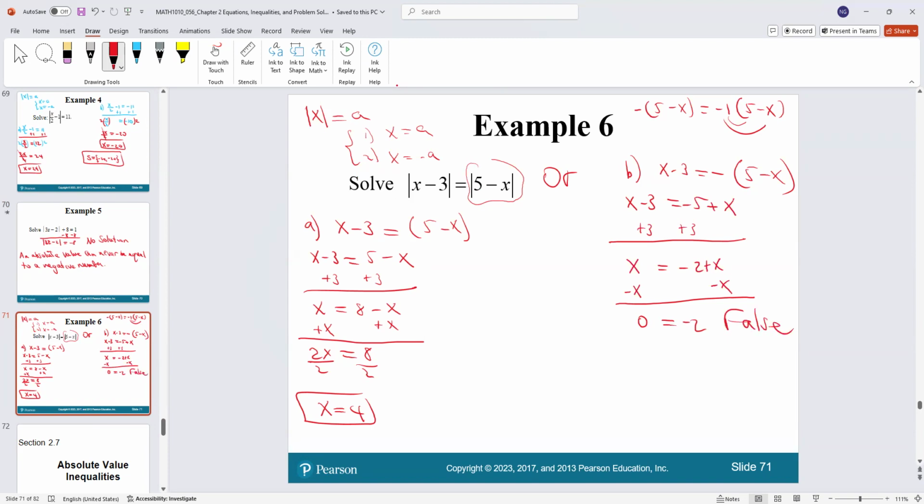So the only solution for the original absolute value equation is really 4. So we only have one solution. It doesn't mean all the time we're going to have two solutions. So the solution set is really just 4.